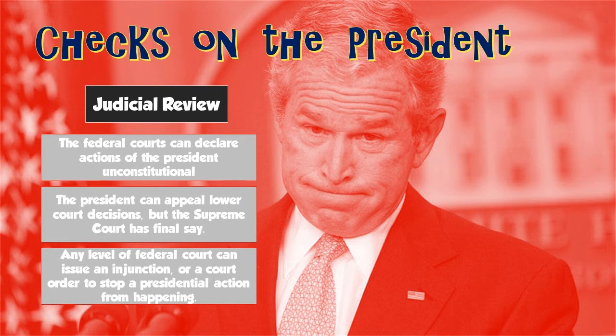And of course, the judicial branch has a check on the president as well. This is their check on everyone, but the judicial branch has the power of judicial review. The federal courts have the ability to declare the actions of the president unconstitutional.